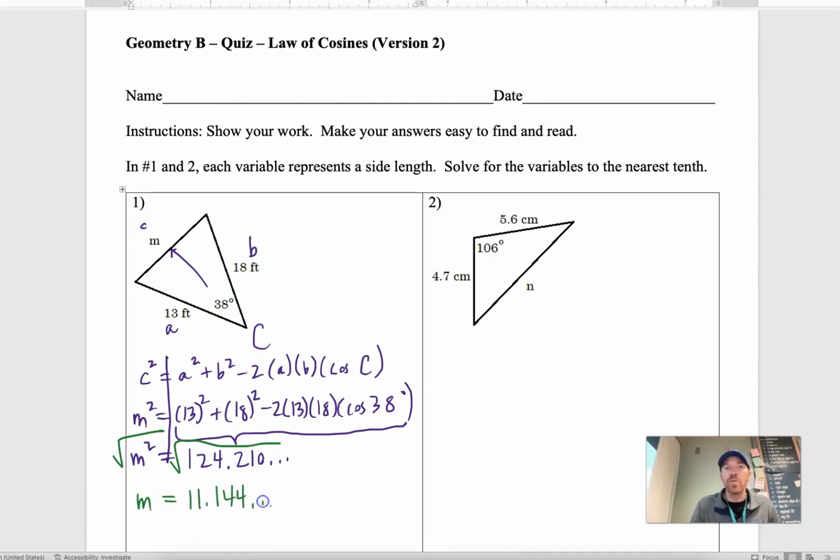And then just the rounding here. What are our rounding instructions? Nearest tenth. So we're sitting at 11.1 with a 4 next to it. We have a value of m of 11.1. This would be 11.1 feet.